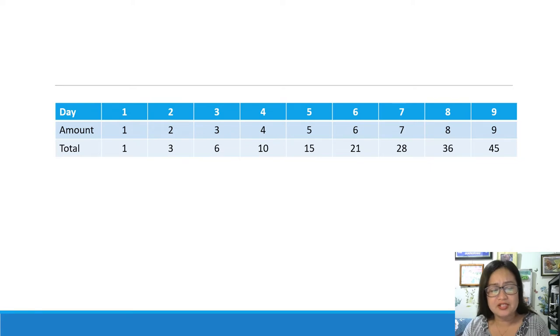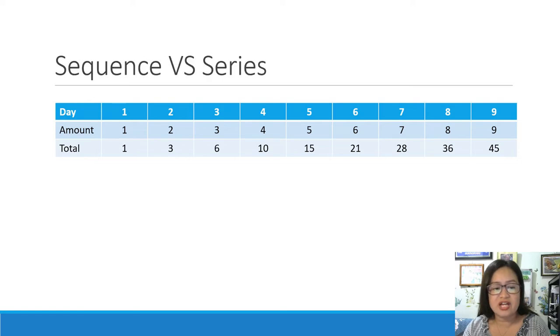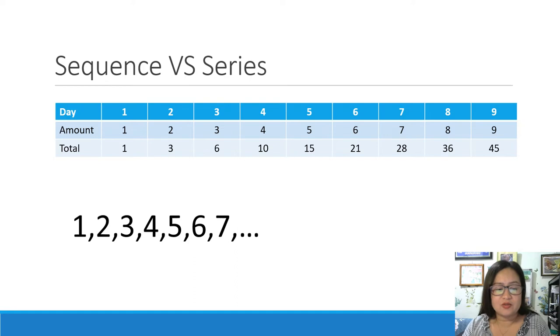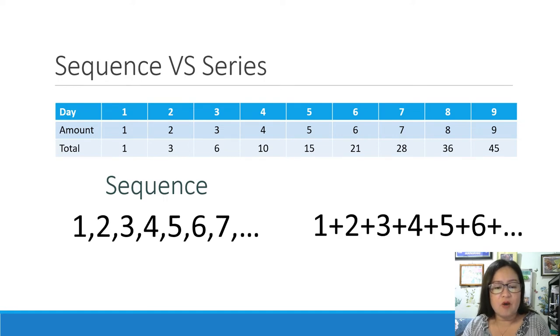Now, as we list the given amount per day, we are referring to a list of numbers. And in mathematics, we call that a sequence. When we list 1 peso, 2 pesos, 3 pesos, 4 pesos, we are referring to a sequence. However, when we get the total savings for each day, that is, we add 1 plus 2 plus 3 plus 4 plus 5, if you would like to get the total savings on the fifth day, we are now referring to the series. So again, a sequence is a listing of numbers, while a series is the sum of the terms in the sequence.